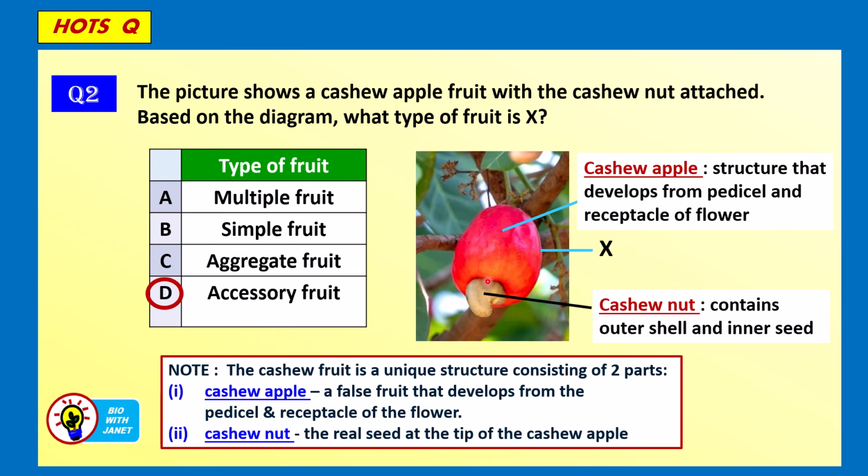This is the part where the flower was, and it shriveled up, and then the ovary developed into the outer shell. The wall of the ovary developed to form the hard outer shell, or pericarp, and inside is the inner seed, which is sometimes called the kernel.